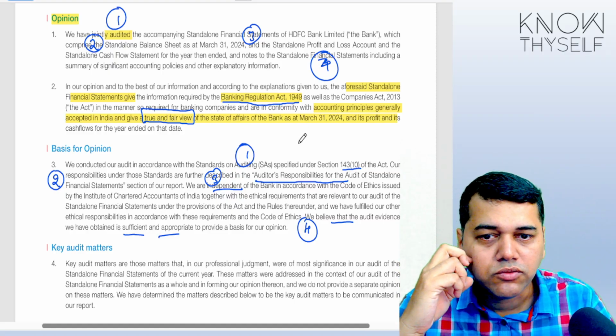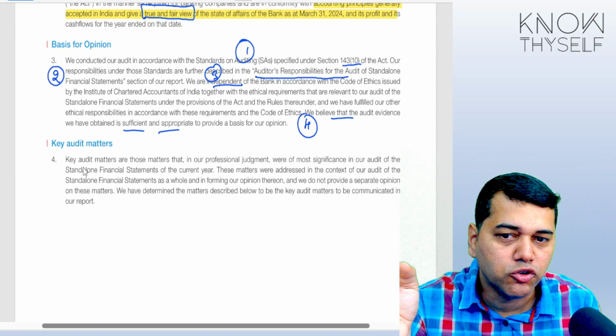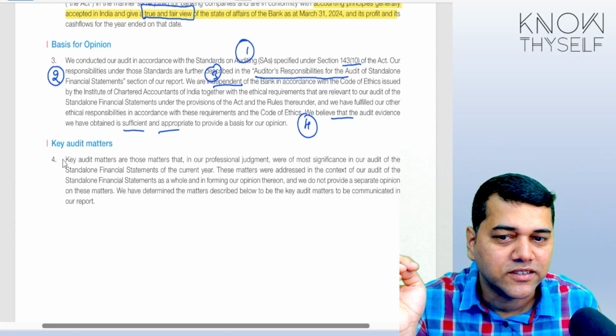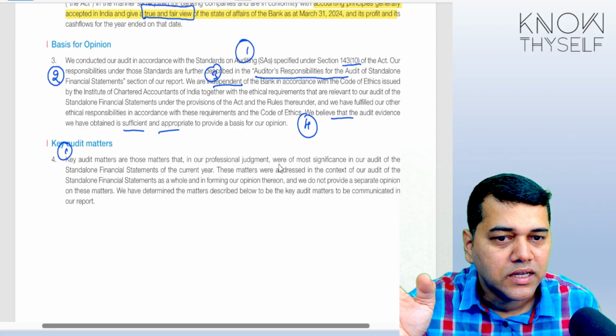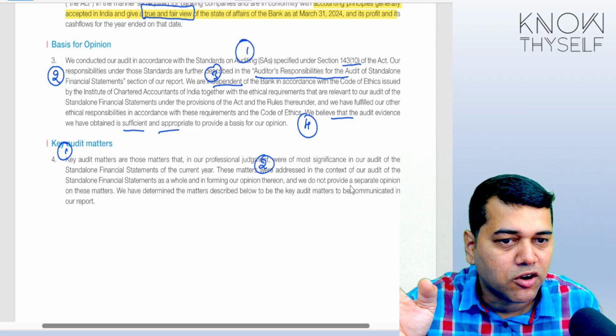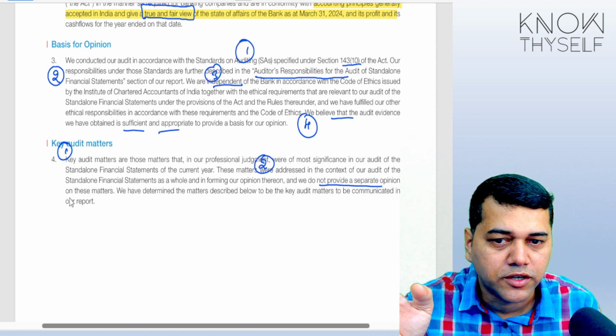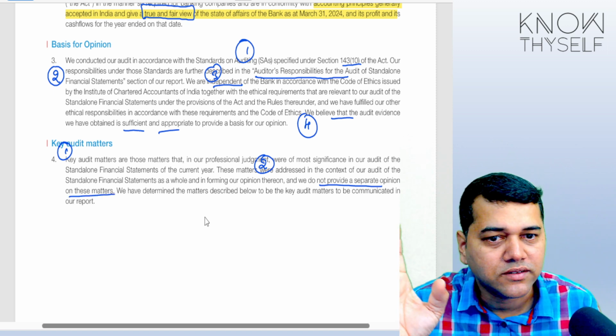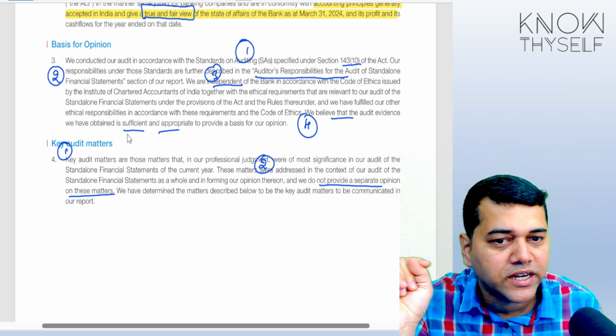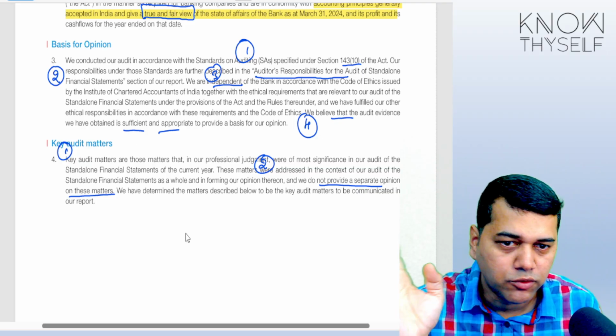Okay. Now, key audit matters are those matters. See, it starts with the introductory section. Key audit matters are those matters that in our professional judgment were of most significance. These matters were addressed in the context of our audit of the financial statements as a whole, and we do not provide a separate opinion on the matters. That's it. This is what was supposed to be told in the introductory section, and we have told it.